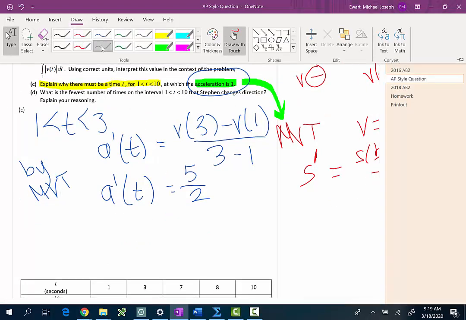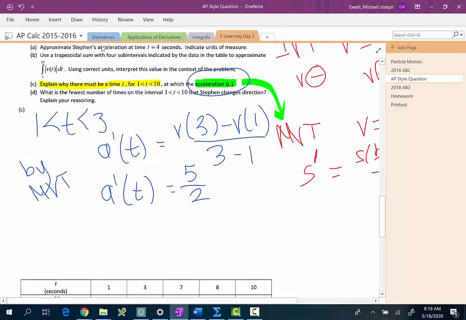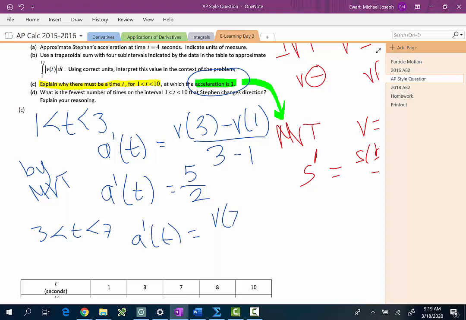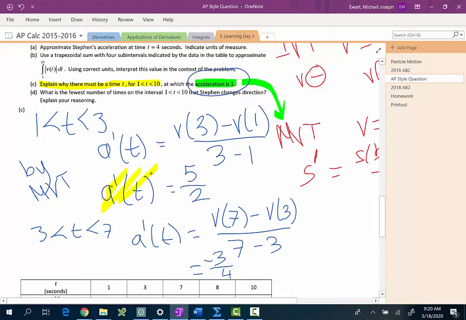Now we can do this again for one of those decreasing sections. So from 3 to 7, by MVT, there must be an acceleration that is v of 7 minus v of 3 over 7 minus 3. And we already solved this back in part A, and we got negative 3/4. So now, just thinking, this is a positive acceleration, this is a negative acceleration.